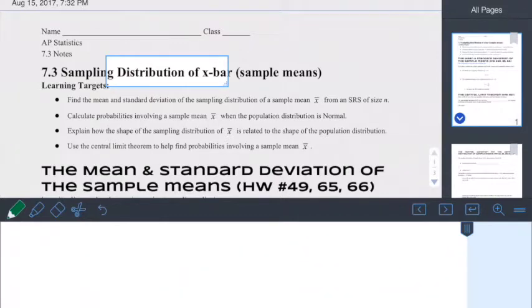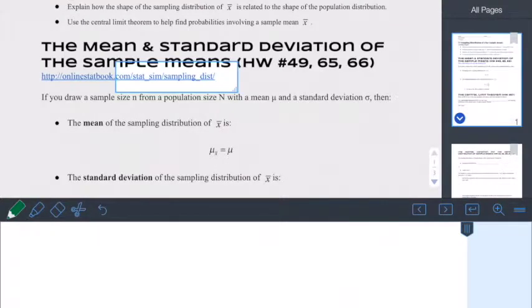Hi AP Stat students, this is 7.3, the sampling distributions of X bar. So we're looking at means instead of proportions this time. We have a little simulation that is pretty helpful.